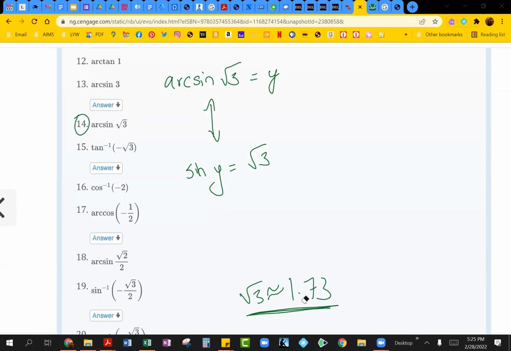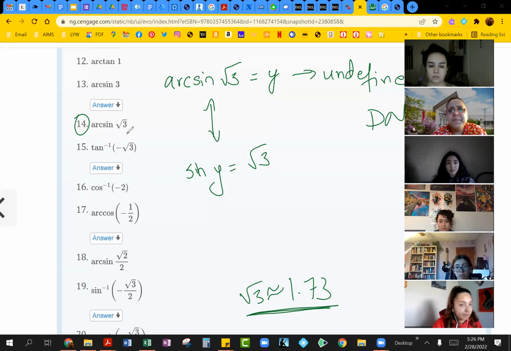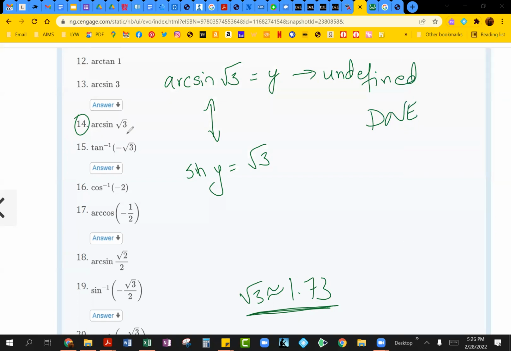So because of this, it is going to be undefined, or I'm not sure what WebAssign has you type in. It may have you type DNE or something like that. DNE, does not exist. So that might be one of those options it has you type in. I'm not sure. So be careful about those domain and range restrictions when you're working with these functions. Question on this one, guys? Okay, so this was arc sine.